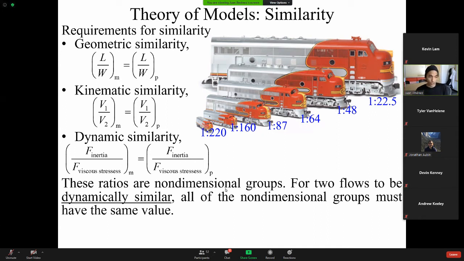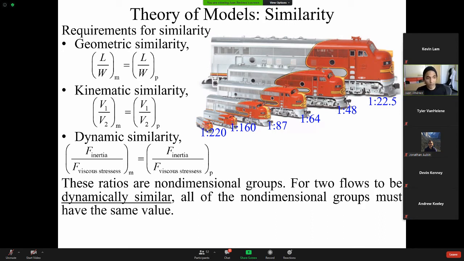Okay, so these ratios are going to be non-dimensional groups. And for two flows to be dynamically similar, all of the non-dimensional groups must have the same value. So if you have a Reynolds number for your model, it has to match for the other, the prototype.